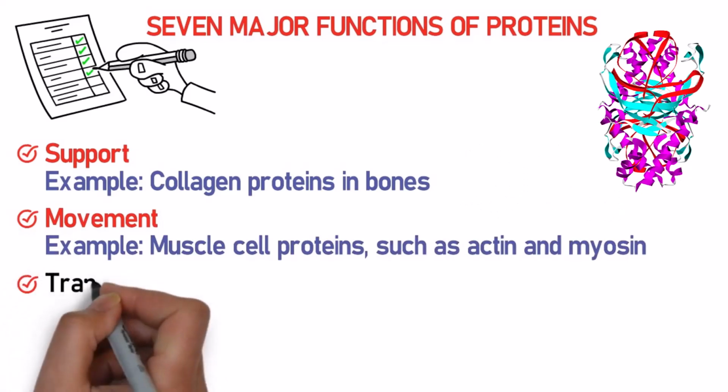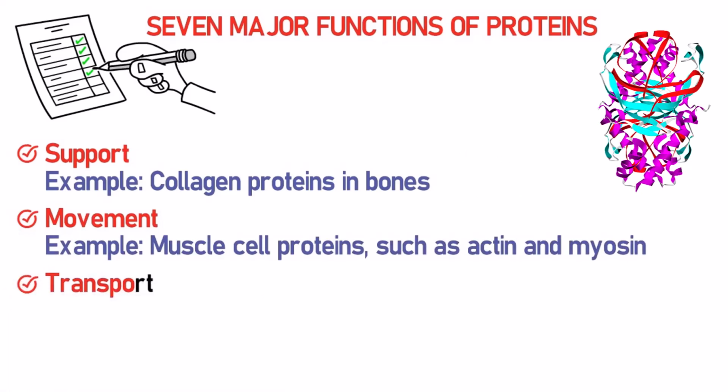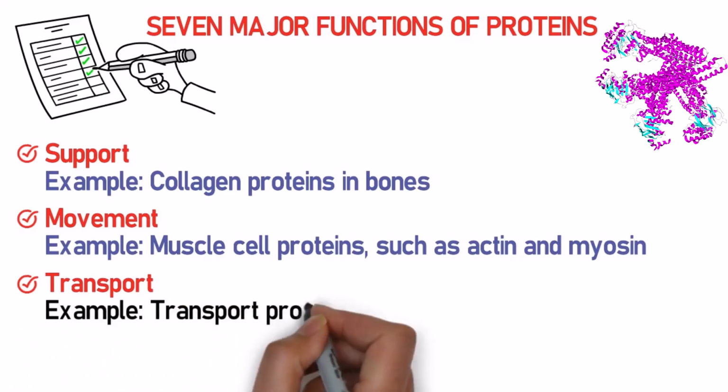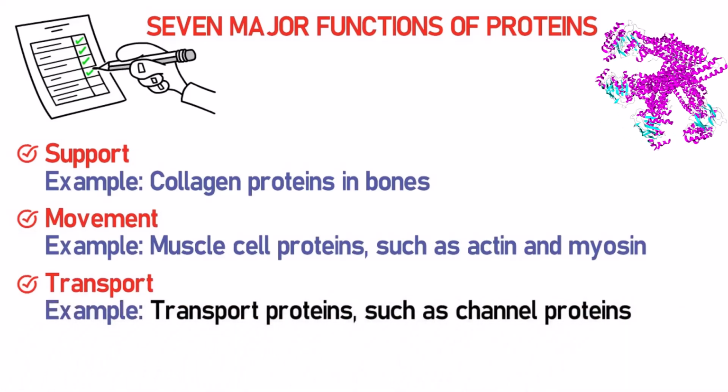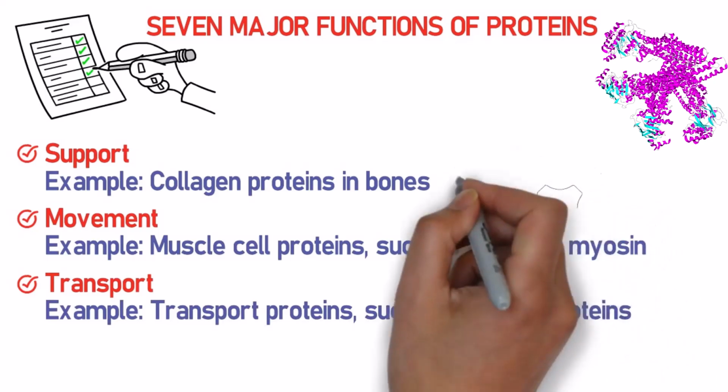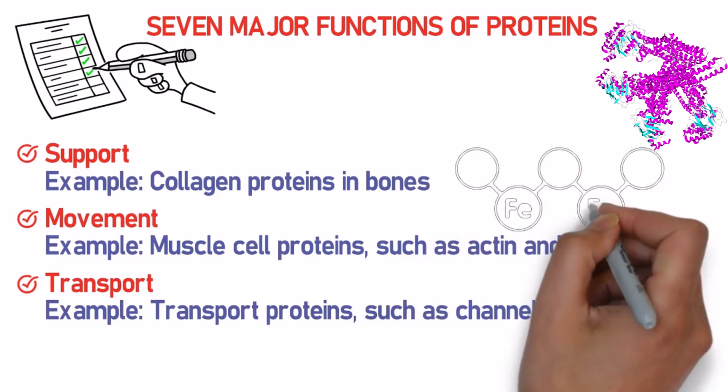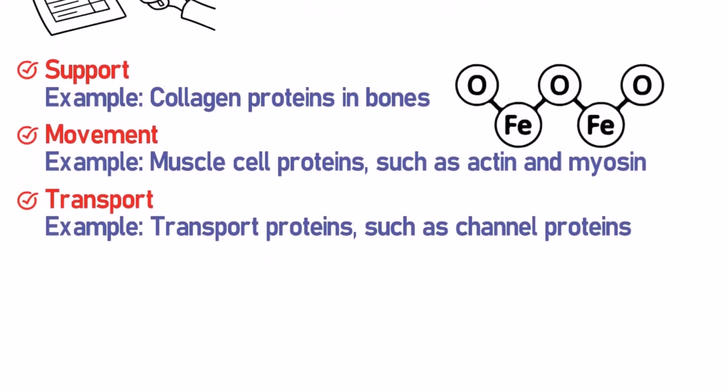Proteins are also used to create mechanisms of transport across the body. An example of transport proteins are the channel proteins. Channel proteins are embedded within the plasma membrane and allow for the flow of ions, fluid, and other molecules.